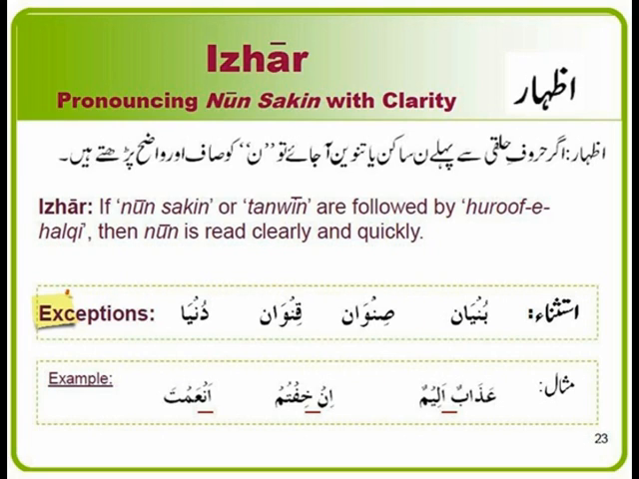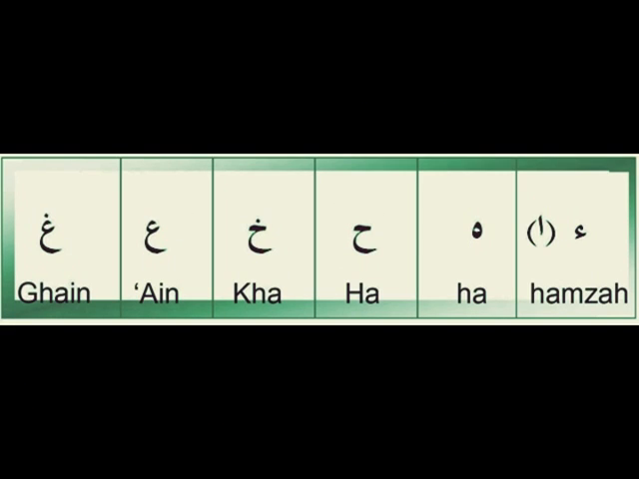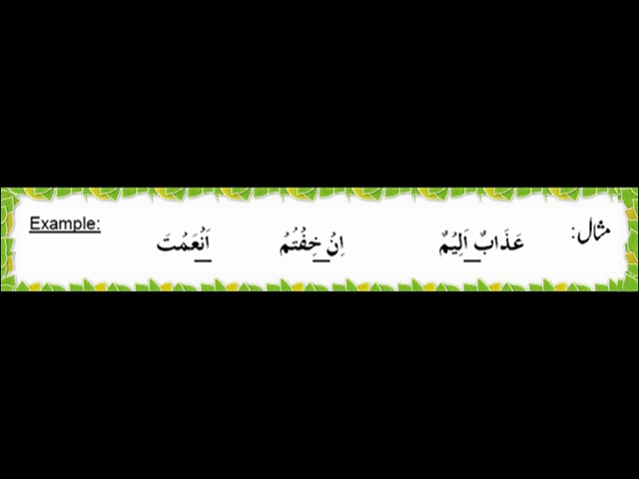Now, on the previous slide, we learned about those six letters: Hamza, Ha, Ain, Ha, Ghain, and Kha. If after a tanween or a noon sakin, you ever see any of those letters, then you must pronounce that noon sakin or that tanween very clearly.